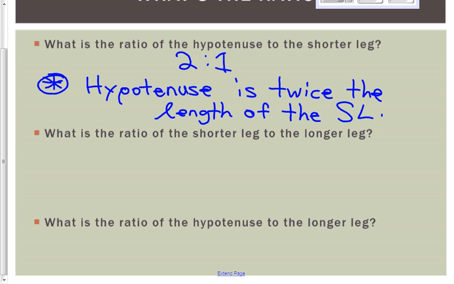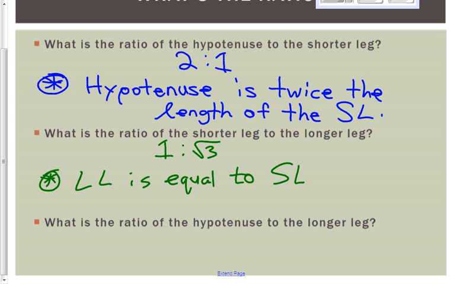Looking at the next one. What is the ratio of the short leg to the long leg? Well, in our base form, the short leg is 1, and the long leg is square root 3. From this, we can make some determinations that actually the long leg is equal to the short leg times square root 3. This one right here is actually very close to an equation, and I'll show you what it looks like in the next slide. The last one is looking at the hypotenuse and comparing it to the longer leg.